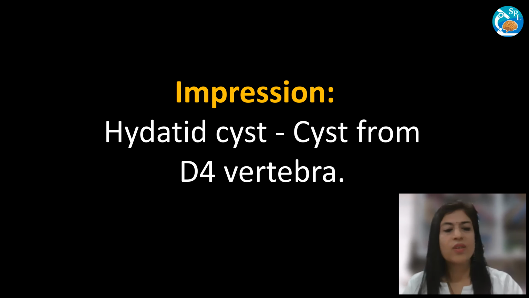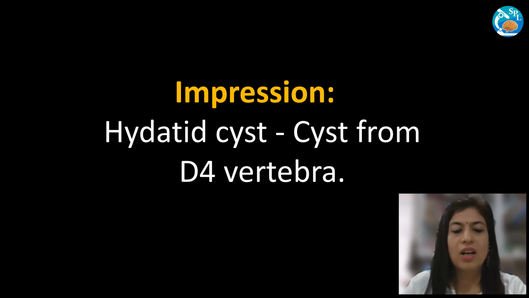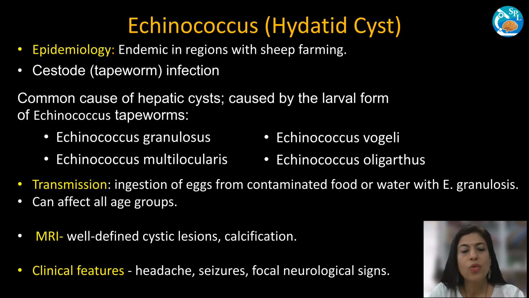So we rendered a diagnosis of hydatid cyst, which was excised from the D4 vertebra. Echinococcal infection or hydatid cyst is endemic in the regions with sheep farming, and it is caused by cestodes or the tapeworm infection widespread across the world. A common cause of the hepatic cyst is the larval form of the Echinococcus tapeworms. Now there are various forms of Echinococcus. Echinococcus granulosus is the most common form and causes cystic disease.